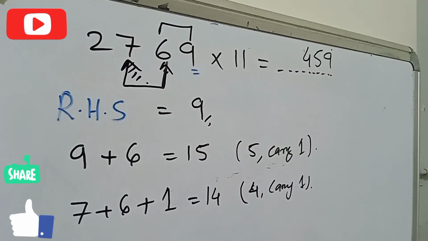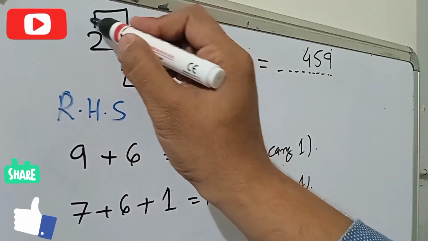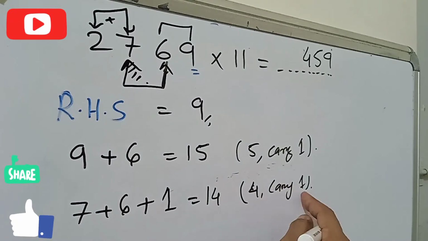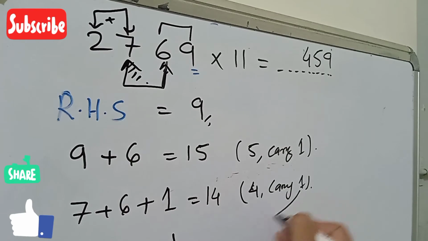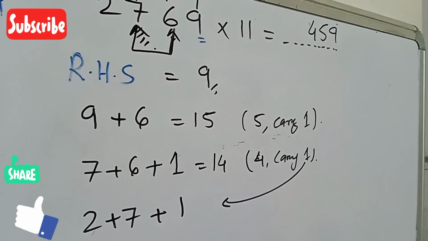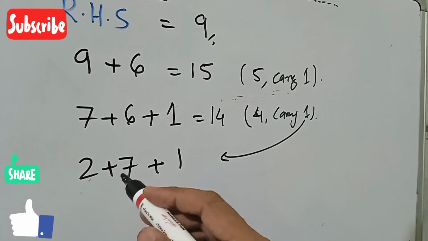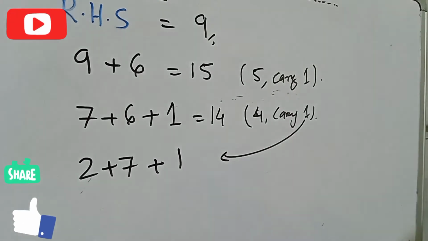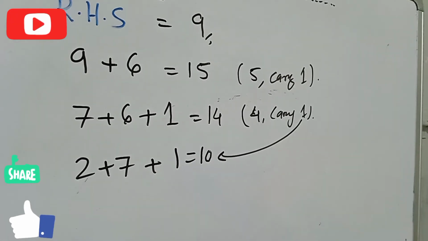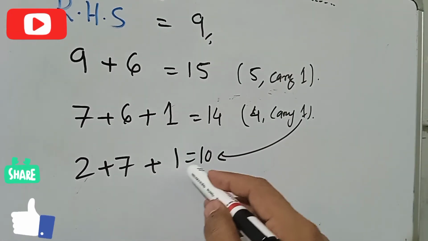Now at last we have only 2 digits left. Mark these 2 digits and put the plus sign. It's 2 plus 7, and 1 carry we have here. This is the carry, forward it. Whenever we are going to calculate this type of thing, you have to add this value, 2 plus 7, 9, plus the carry, 10. Now you got the process till now.